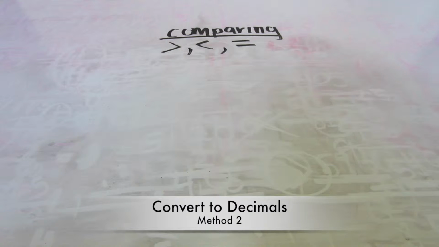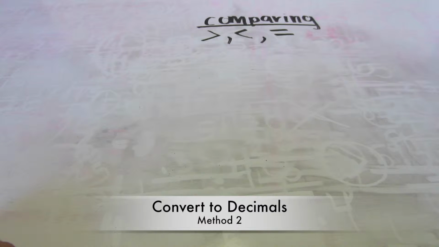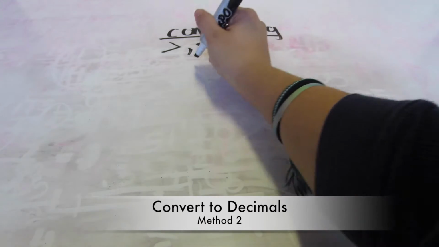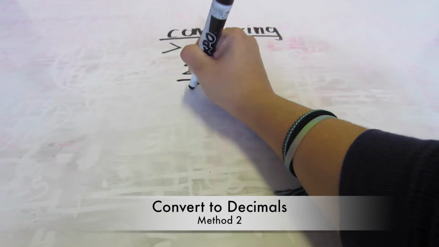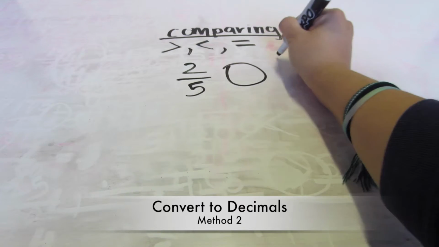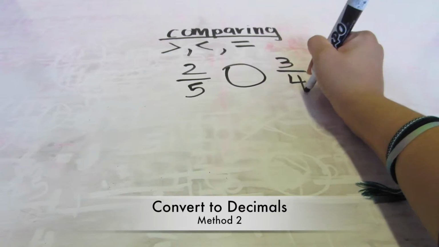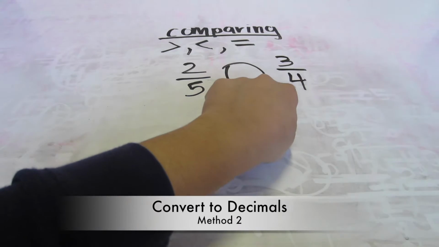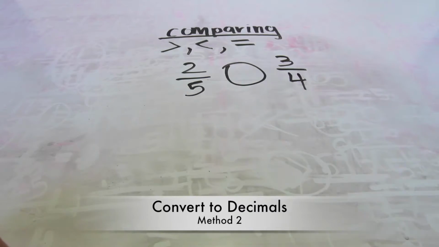Now we're going to be comparing fractions by the second method that I mentioned earlier, which was to turn both fractions to decimals by dividing. In this case, we have 2/5 compared to 3/4. So now we're going to have to turn both of these fractions, 2/5 and 3/4, into decimals.